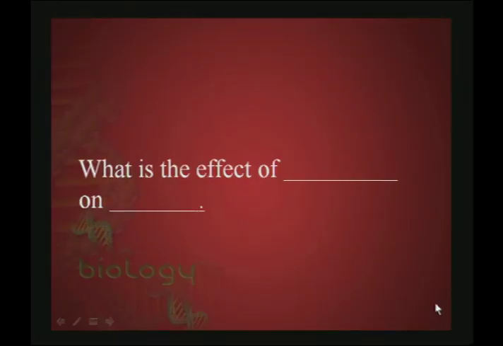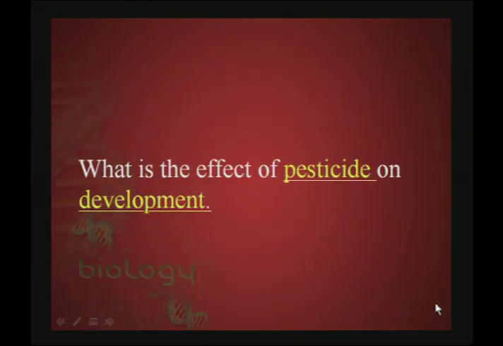So in this example, the independent variable would be, if we phrase it this way, what is the effect of blank on blank? We're interested in what is the effect of pesticide on our dependent variable, which in this case will be development. So pesticide will be the independent variable, development will be the dependent variable.